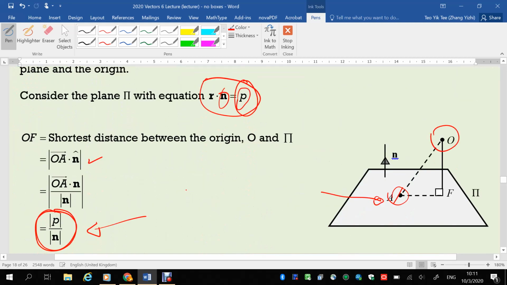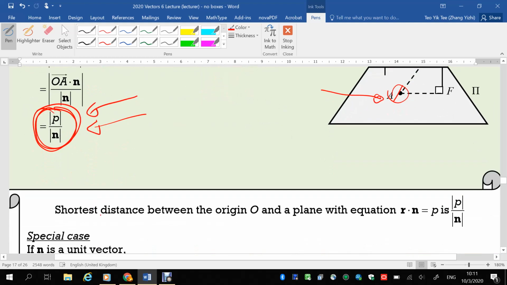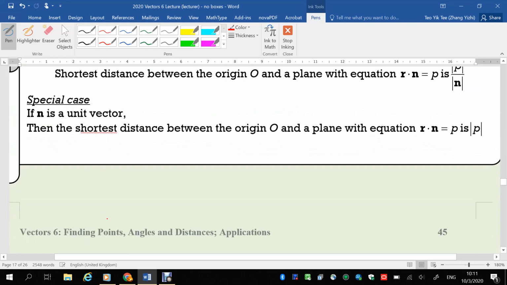Okay, so why do we want to mention something like this? It is because there was one year in the A levels where they asked the students what's the meaning of magnitude of p over n. So you need to know it is the distance of origin down to the plane.